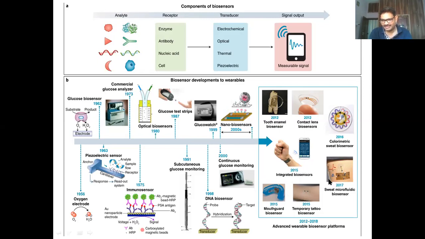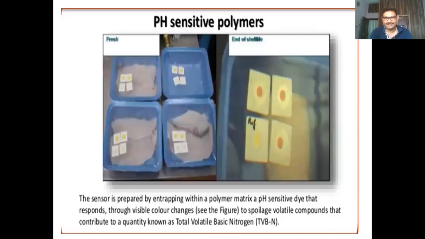For the microfluidic sweat biosensor, greater research is taking place, especially in this particular process, and we are preparing new materials, thereby producing new biosensors. They are very important. At the same time, the spoilage of food can also be identified by pH sensitive polymers. We keep these pH sensitive polymers on the food.